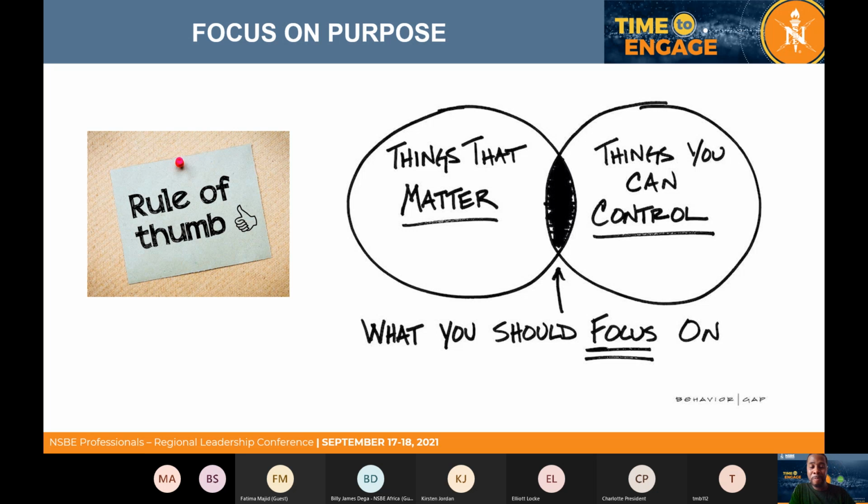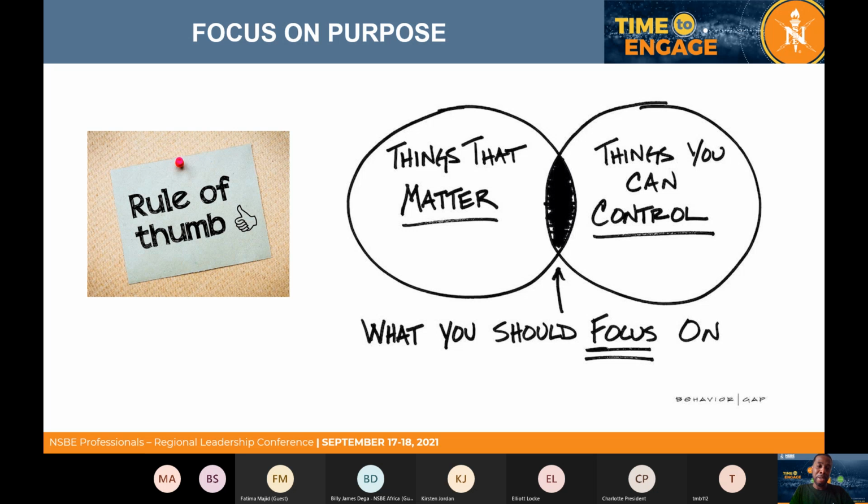And a rule of thumb, not just for NSBE leadership, but for life in general. There are things that matter, and there are things that you can control. And there's only a small area where they overlap. That's the area where you should focus your energy. Because if something matters, but there's nothing you can do to control it, why waste time worrying about it? There's nothing you can do anyway.